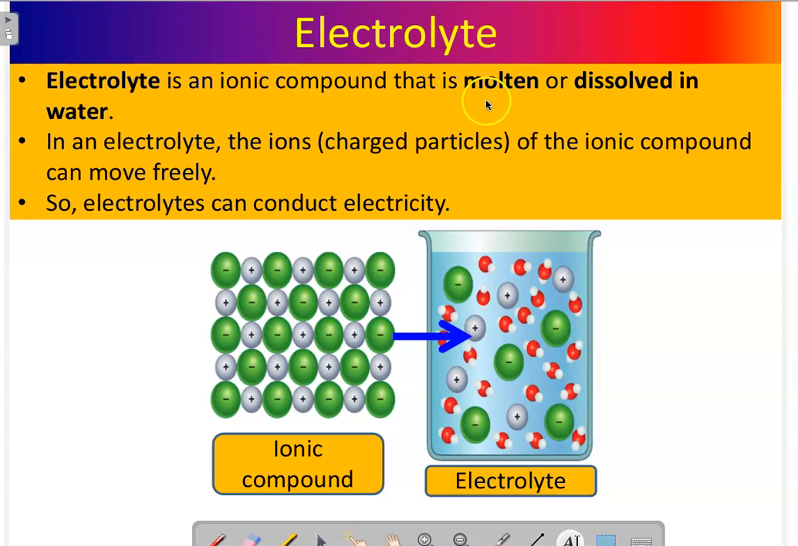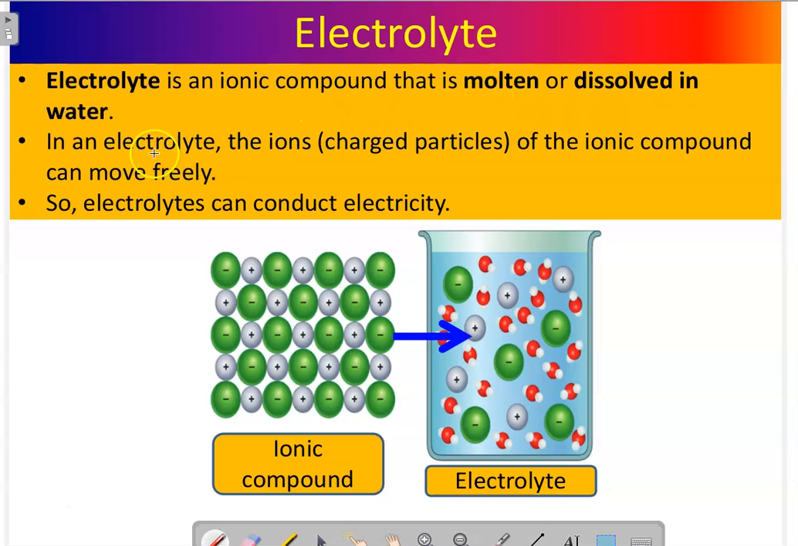Okay. Now, if we take a common ionic compound like sodium chloride, it contains positive and negative ions. If you take solid sodium chloride and dissolve it in water, you will get an electrolyte of sodium chloride. So an electrolyte is an ionic compound that dissolves in water or is molten.